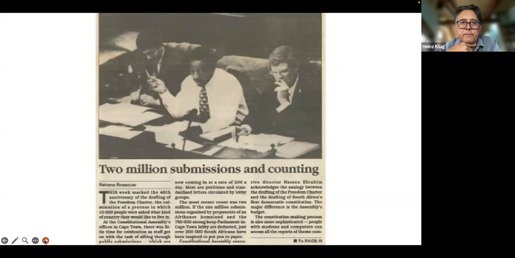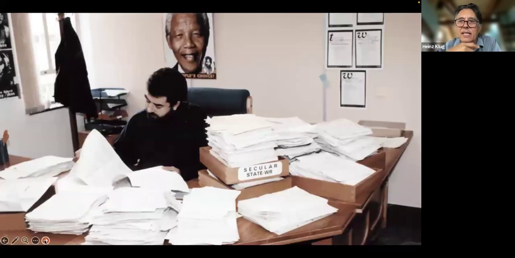In fact, the man in the middle is Cyril Ramaphosa, who was chairing the Constitutional Assembly, who in fact is president of South Africa today. But here you can see the offices of the Constitutional Assembly, where people are going through these piles of submissions to try and work out how they can contribute to the process.